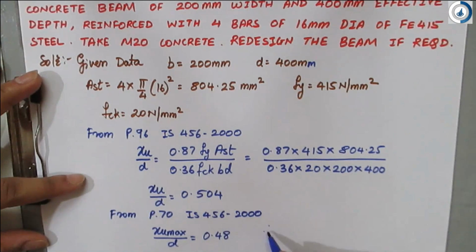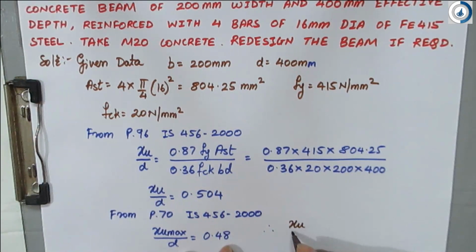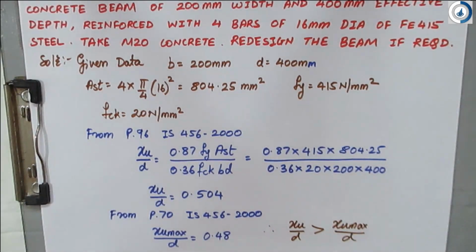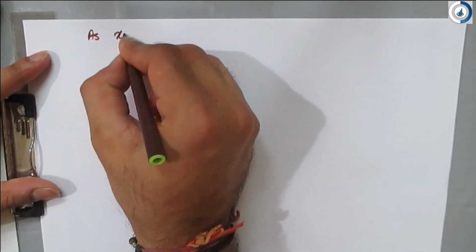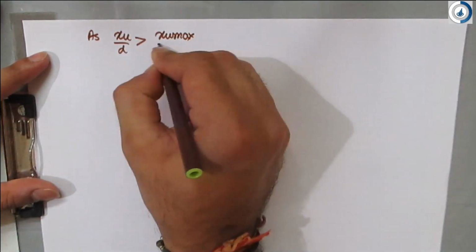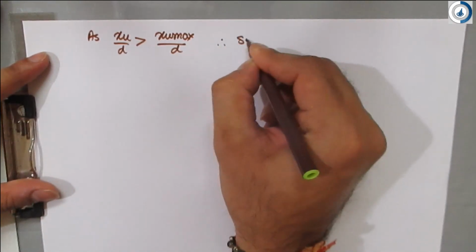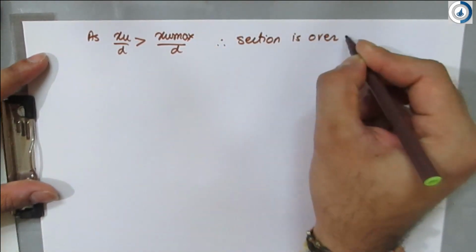Therefore, xu by d is greater than xu max by d. So what does it say? It says the section is an over reinforced section. As xu by d is greater than xu max by d, therefore the section is over reinforced.